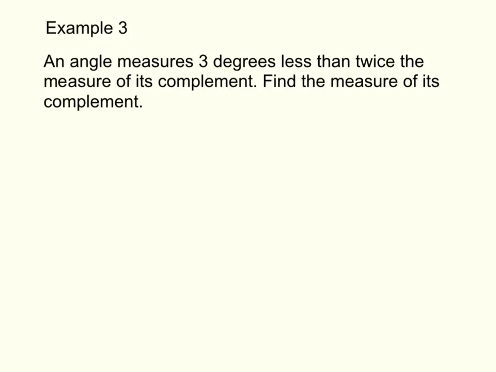An angle measures 3 degrees less than twice the measure of its complement. Find the measure of its complement. Here's what I would do first. Obviously we have two angles, so you could say angle A and angle B. We're talking about their measures, so don't forget the measure. This is why you use your algebra skills and set them up. I don't care which angle you want, but let's let it be the first one. The first angle is x.